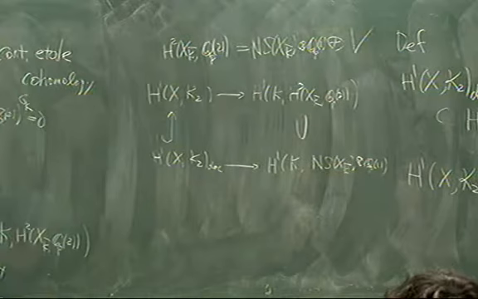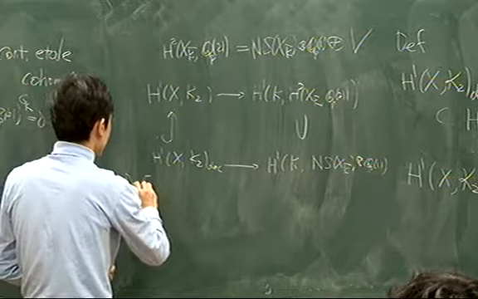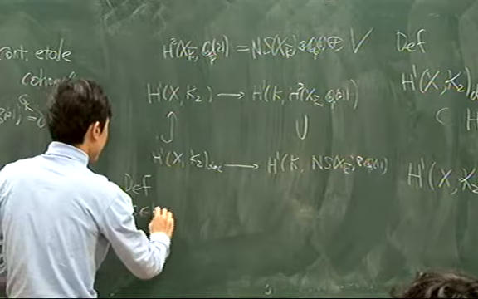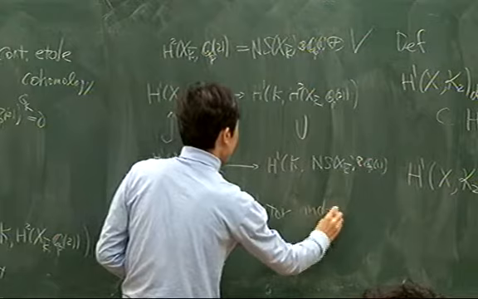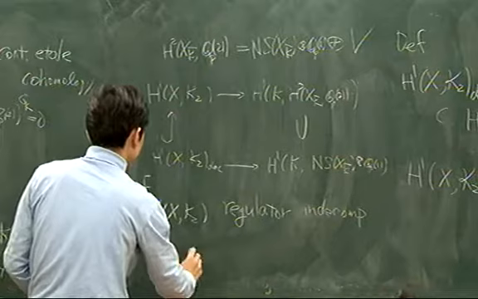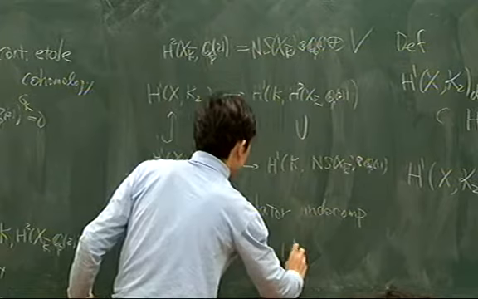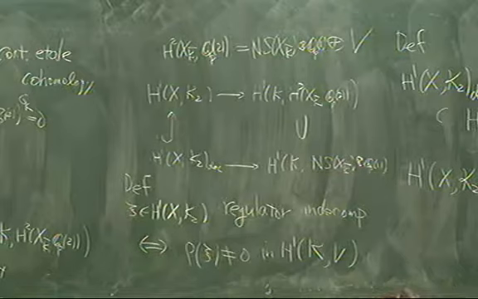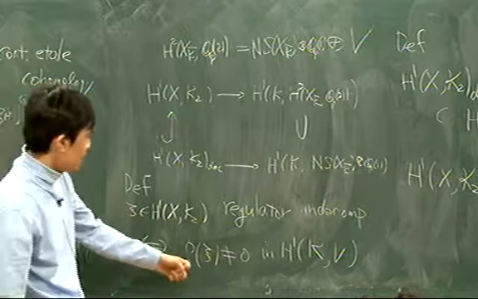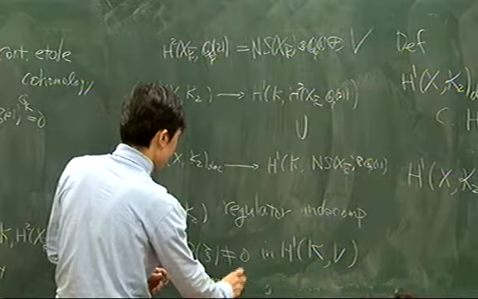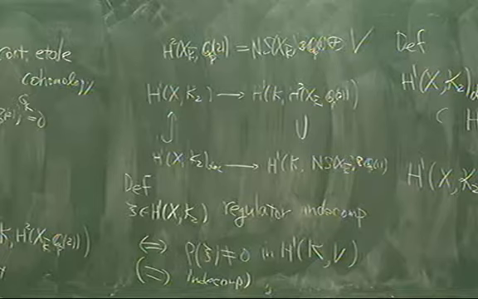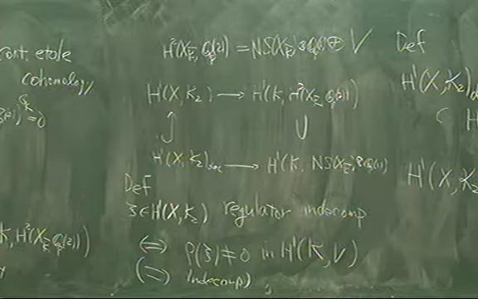So we define Xi to be regulator indecomposable if and only if the log of the regulator of Xi is not zero in H1 of K, V. Therefore, if Xi is regulator indecomposable, then clearly it's indecomposable. And when K is a number field and assuming the Bloch-Kato conjecture, then the converse is also true. However, it's a widely open problem.